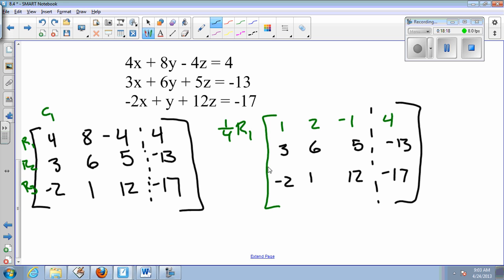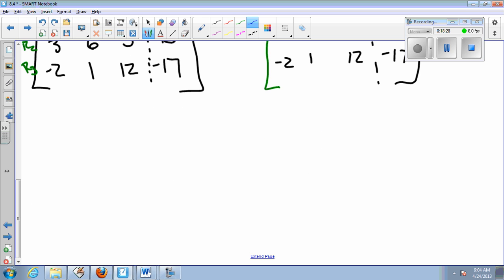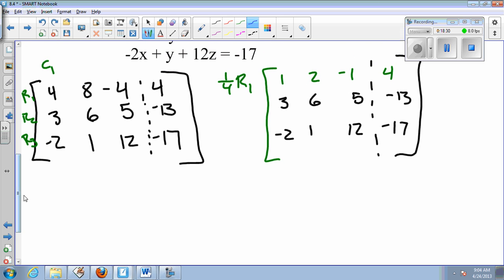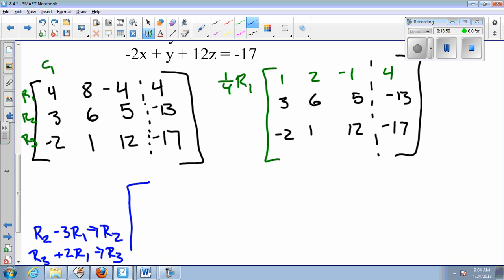So now we need to get zeros underneath of it. You cannot do the first step and then the next 2 steps in the same matrix. They need to be 2 separate matrices. So we are going to take row 2 minus 3 row 1s to get our new row 2. We're going to take row 3 plus 2 row 1s and get our new row 3. So first row stays the same.